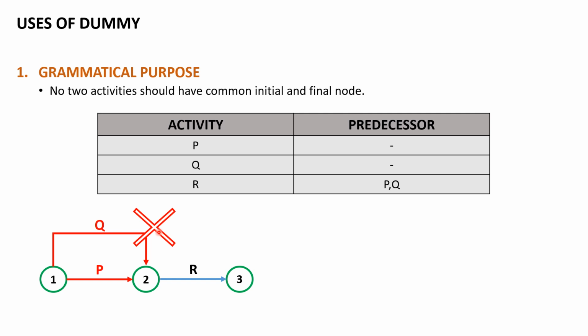So similarly, we'll start with the first event, or the initial event, which I'll be numbering as 1. Now we'll have two activities, P and Q, which are our initial activities. So I'll have an activity P and I'll have activity Q, right? Now, in order to draw an activity R, we have a predecessor relation, that is P and Q.